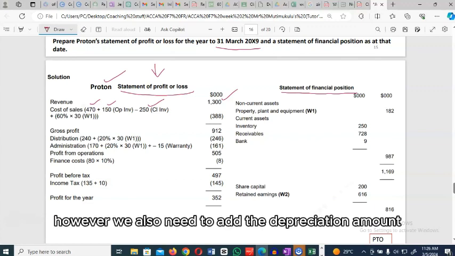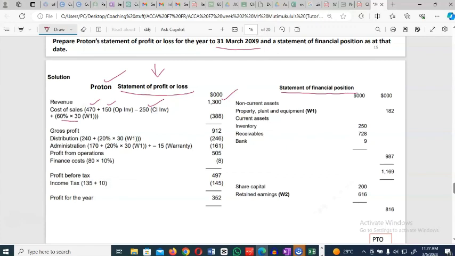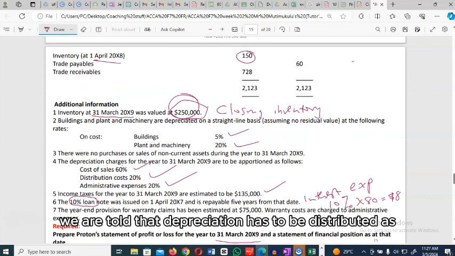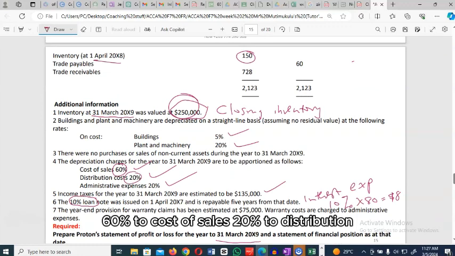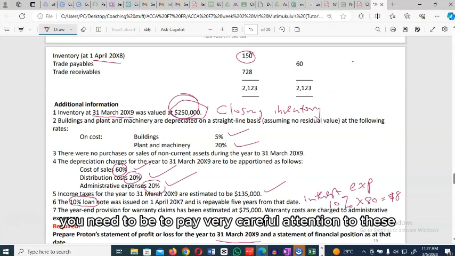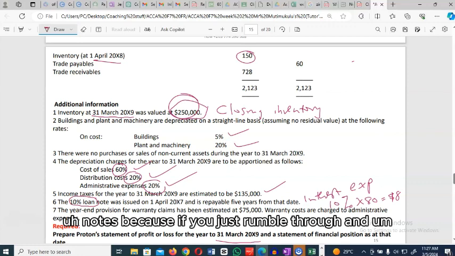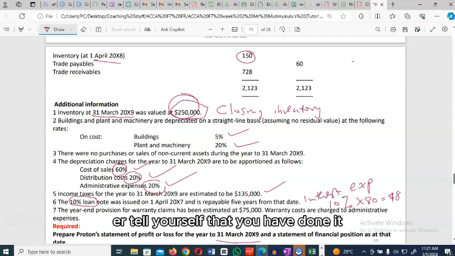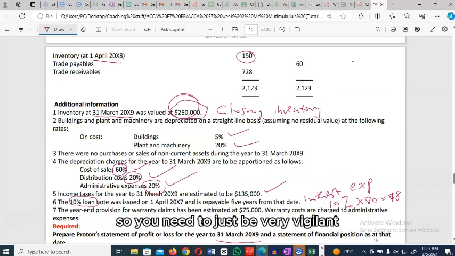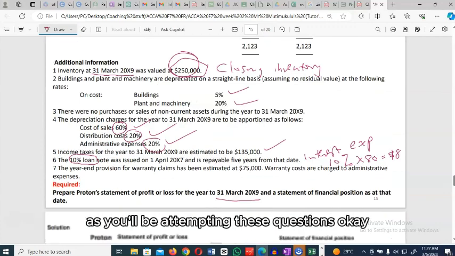However, we also need to add the depreciation amount, because we are told that depreciation has to be distributed as 60% to cost of sales, 20% to distribution, and 20% to administrative expenses. So in the exam, you need to pay very careful attention to these notes, because if you just ramble through and tell yourself that you have done it, you may be surprised that you did not do anything. You need to be very vigilant as you attempt these questions.